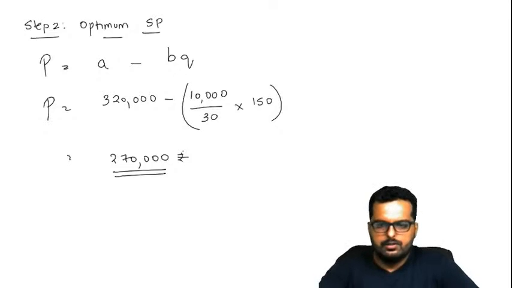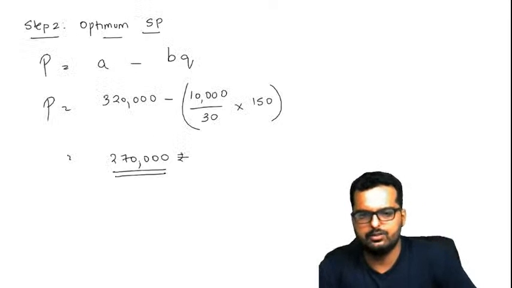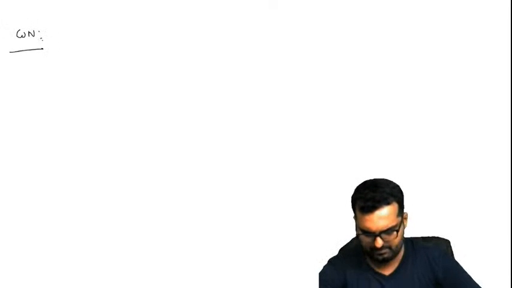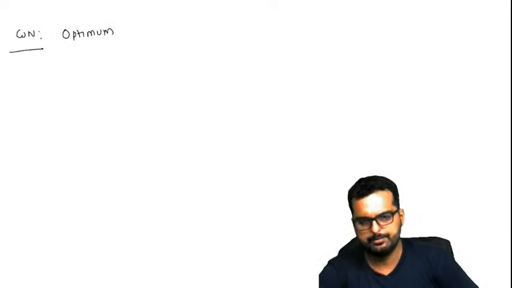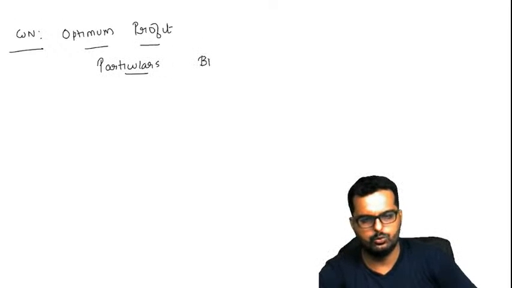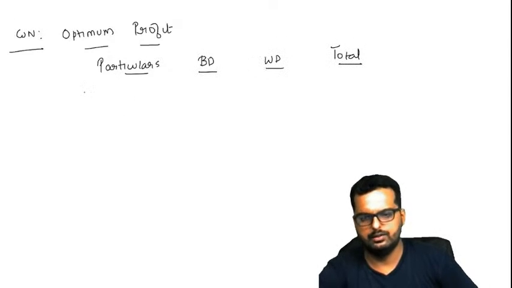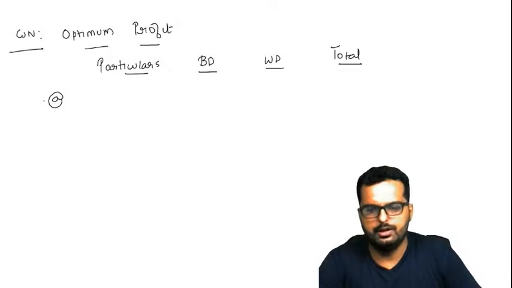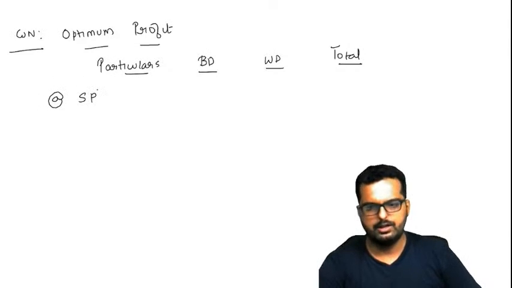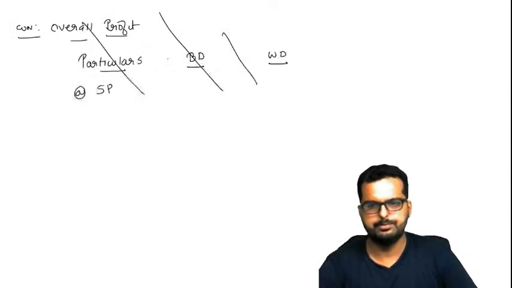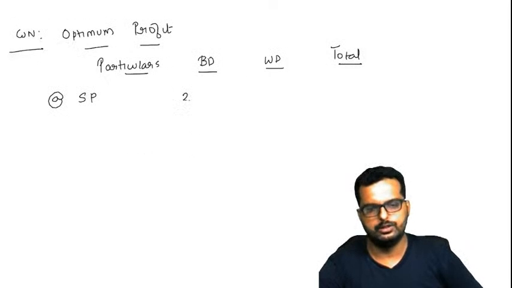Alright friends, everybody is clear with this part now. So we got the selling price as 2,70,000. Now I'll write the next working note heading, optimum profit, particulars. We have two divisions: the first is the bogie division, the second is the wagon division. Point number 8, we will put the selling price now. Tell me, what is the selling price you are getting here? 2,70,000.